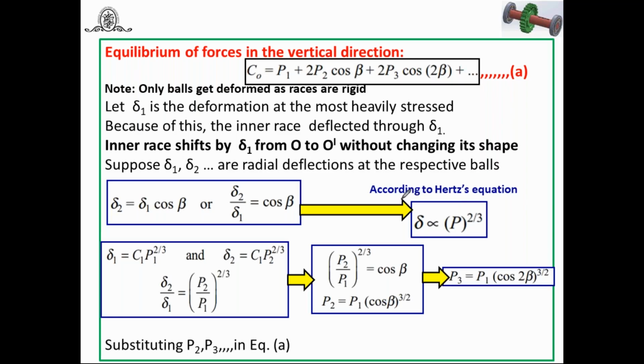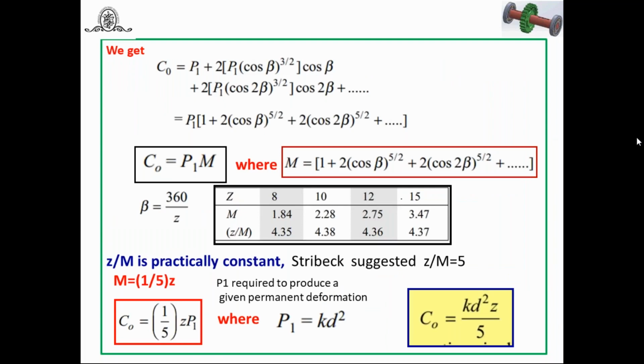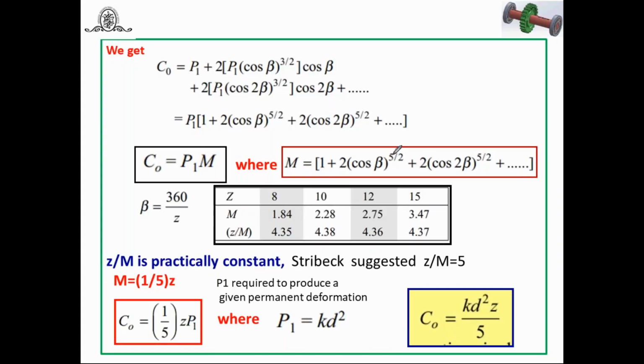After substituting this, you will get the static load capacity C0 is equal to P1 plus the other terms. I have substituted all these values here. You can again rearrange the terms and solve this equation. Now here you have a P1 term. You can take P1 common from this equation. So what remains in the bracket is 1 plus, for the second term, 2 cos beta raised to 3 by 2, plus 2 cos 2 beta raised to 3 by 2. In this way you can arrange this equation. Simple one. Many times in the same examination the derivation of this equation was asked.